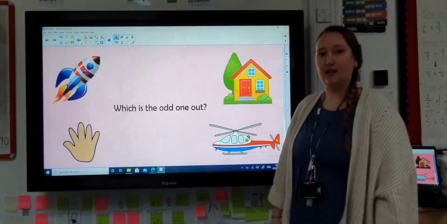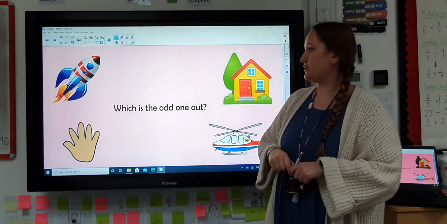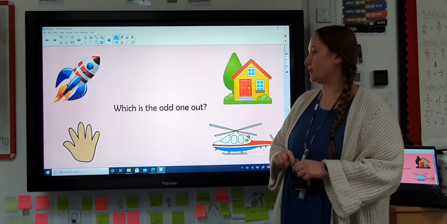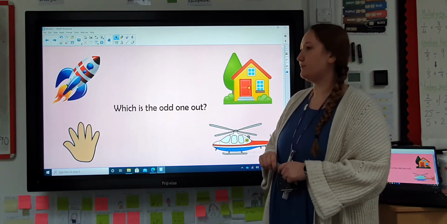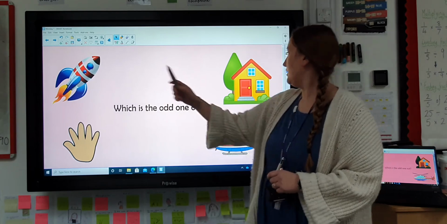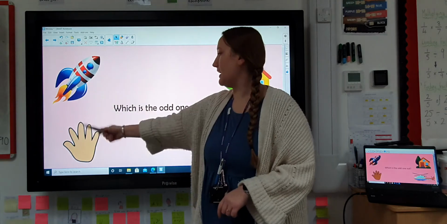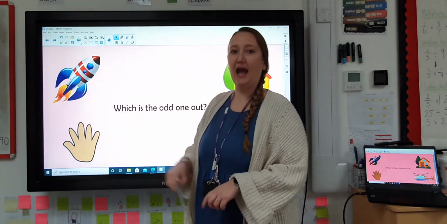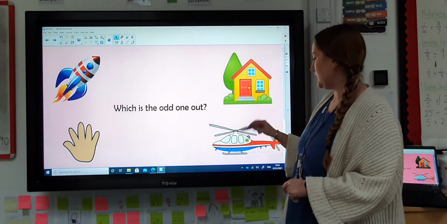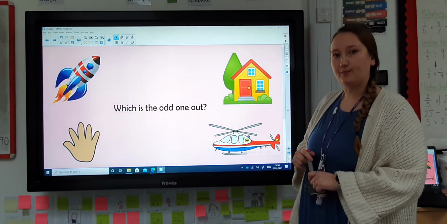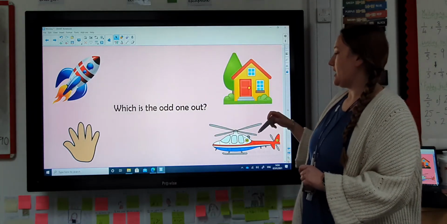Okay, so we're going to finish our phonics lesson with a game of which is the odd one out. Okay, so I would like you to tell me what the objects are first, and then we're going to see which is the odd one out, by which one has different first phonemes. Okay, so we have, tell me, rocket. And what is this? Hand. And we have here a house and a helicopter. So rocket, hand, house, helicopter.